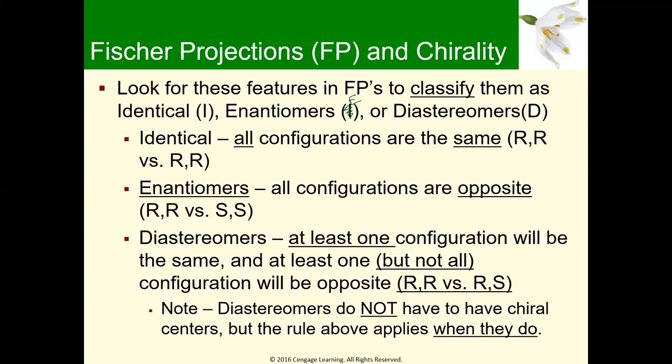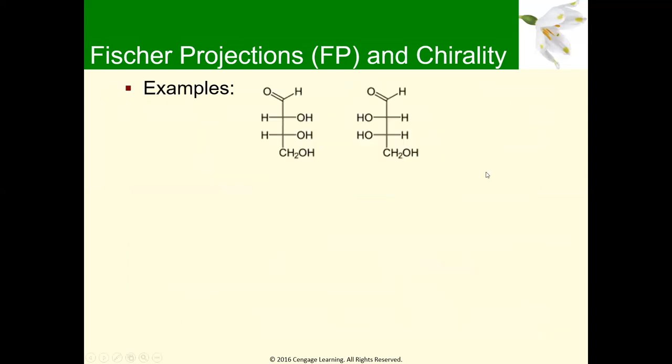Diastereomers do not have to have chiral centers, but the rule above applies when they do. So here we've got 2 Fischer projections, and we want to decide: are these identical, are they enantiomers, or are they diastereomers? So we'll start there, then I'm going to draw some more in after that. So let's look and see if they are mirror images of each other. That's kind of one test to do.